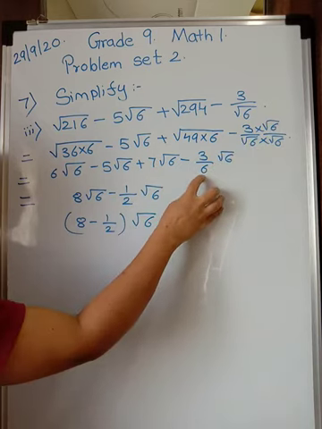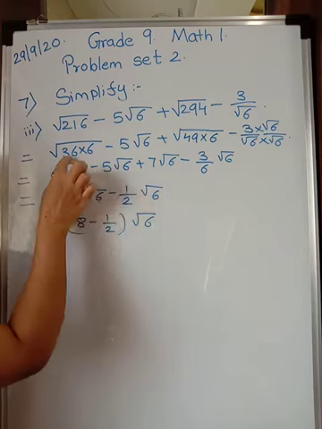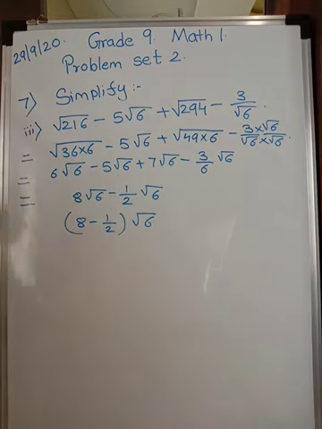So here you get 6. 49 square root, so 7 is out. 5 root 6 as it is, 36, 6 is out. Up till here, is it clear?